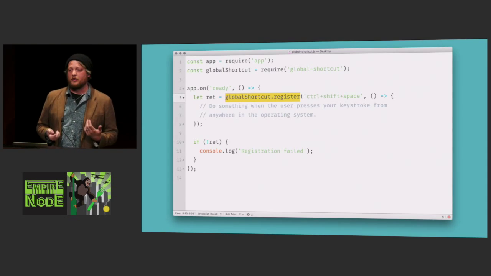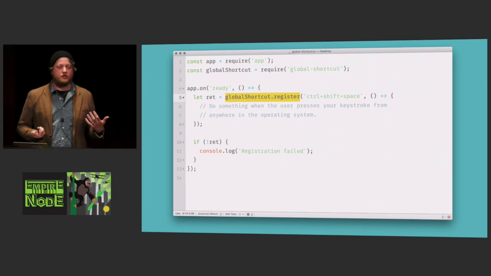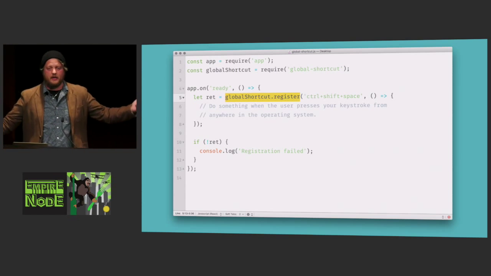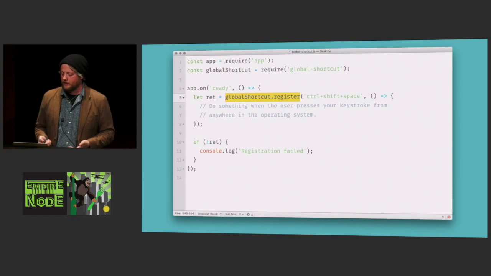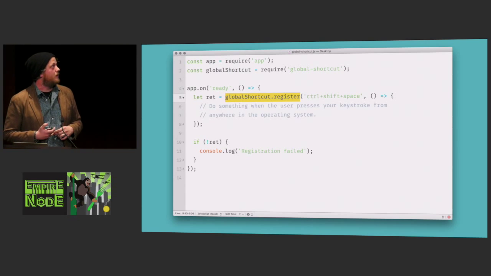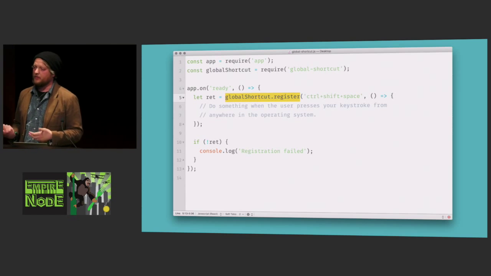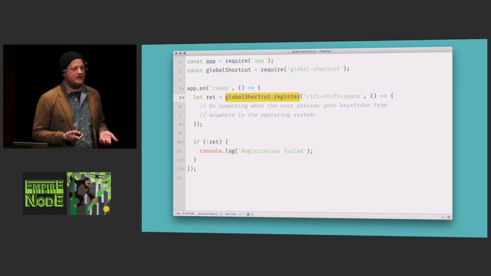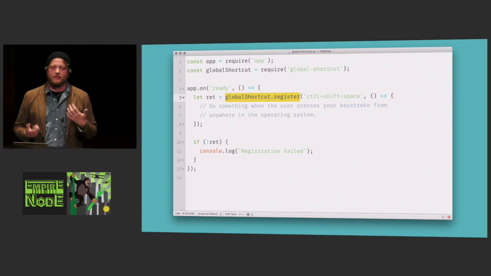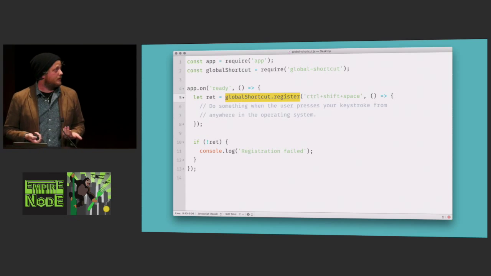We can also register global shortcuts, which means that anytime a given keystroke is hit in our application, Electron will jump in and respond to it with the given functionality that we want to give it. So we can basically require this global shortcut module and register a global shortcut with a very similar syntax to what we did when we made our menu, right? A given hotkey that we would press. Whenever that is pressed from anywhere in the operating system, Electron's going to step in and do whatever we pass to the body of this anonymous function.